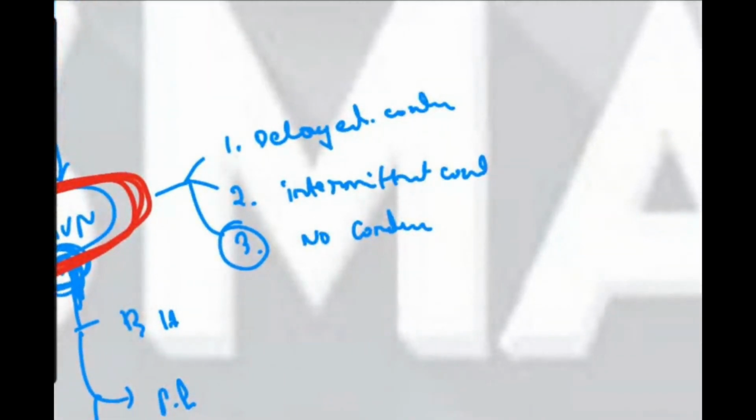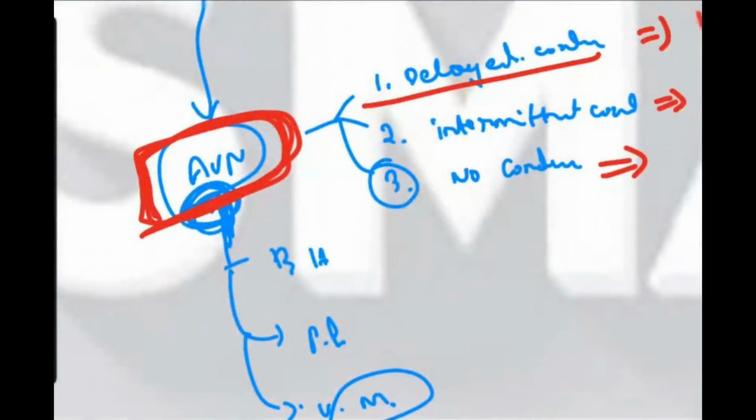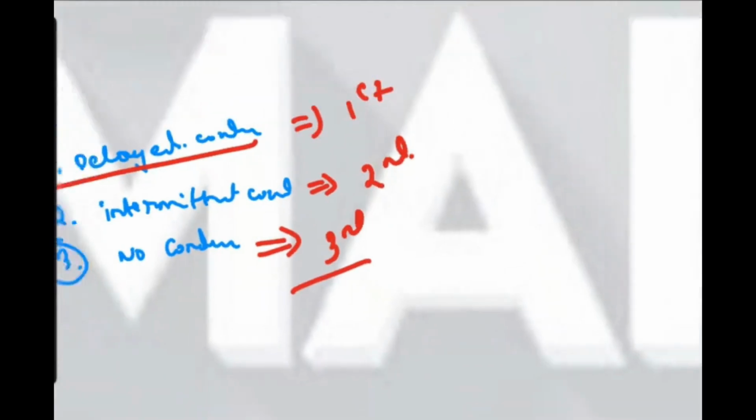If it is a delayed conduction, we say it is first degree AV block. If it is intermittently conducting, it is second degree AV block. If it is not conducting at all, meaning impulses come from the SA node and do not go beyond this AV node, we say it is third degree block. That is what we are expecting to find.